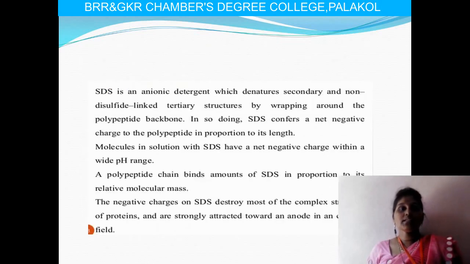SDS is an anionic detergent which denatures the secondary structure and non-disulfide bridges and makes the proteins into rod-shaped structures, so they can move freely in the gel. It gives a net negative charge to the polypeptide in proportion to its length. A polypeptide chain binds an amount of SDS proportional to its molecular mass.